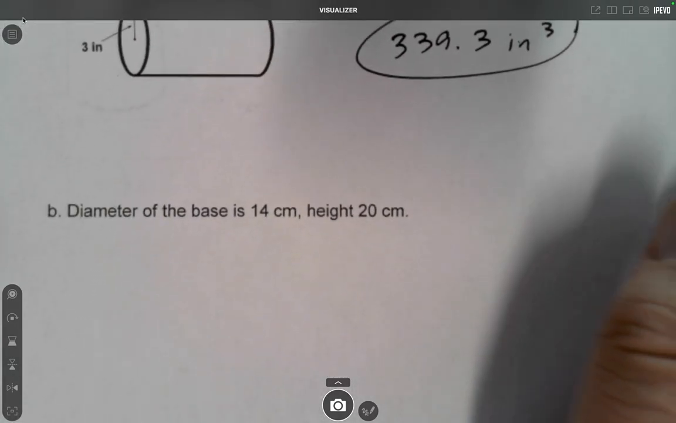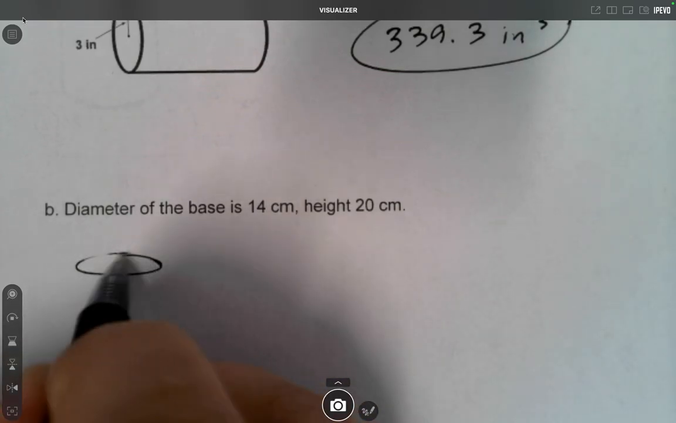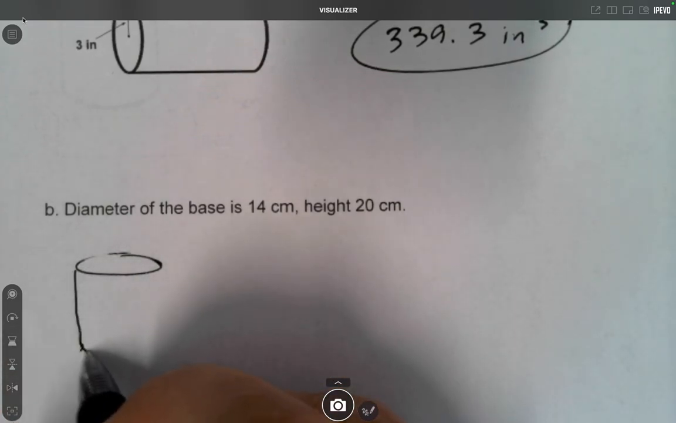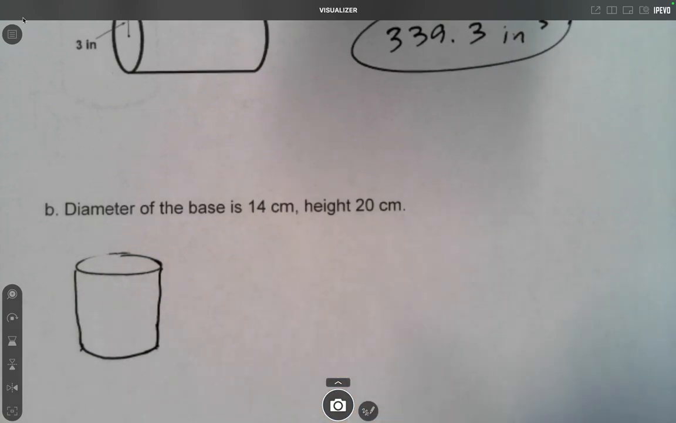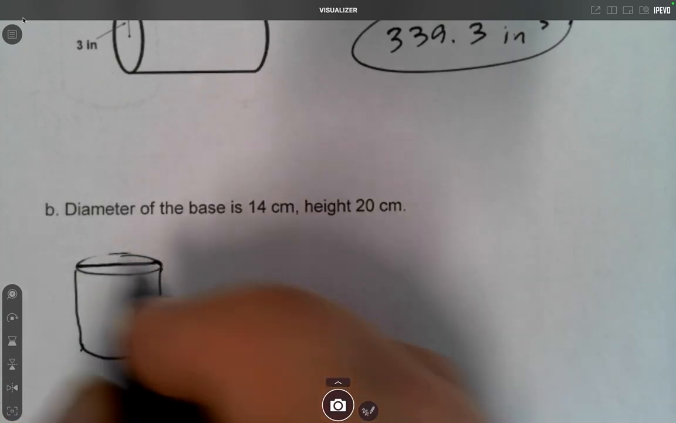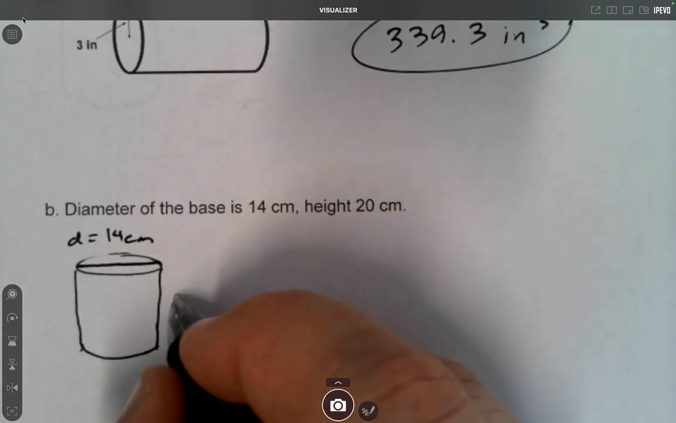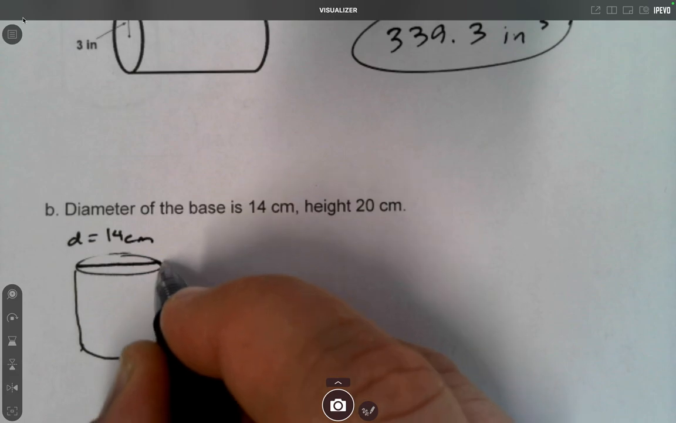Okay, B, the diameter of the base is 14 centimeters, the height is 20 centimeters. Now you don't have to draw a picture if you're able to see it fine without it, but if it helps you, draw one. So this time they're telling us the diameter, the distance all the way across, is 14 centimeters. And then the height is 20 centimeters.